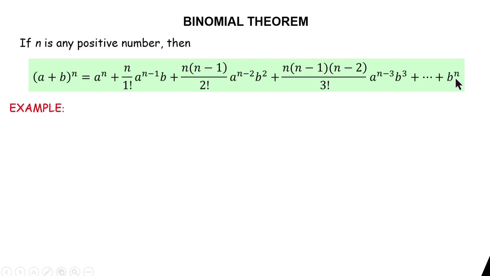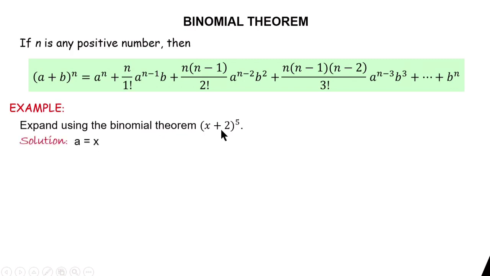Example. Expand x plus 2 raised to 5 using the binomial theorem. a is equal to x, b is 2, while n is equal to 5, the exponent. Here, we're gonna stop at 5 factorial in the denominator since the value of n is 5. Then, we're gonna follow the pattern in the numerator until we arrive at 5 factorial in the denominator.